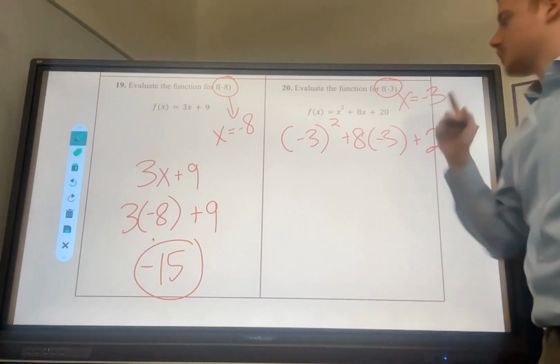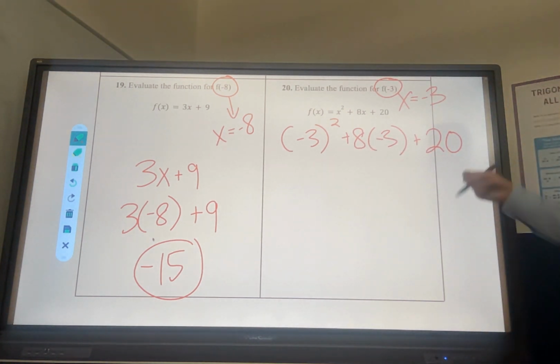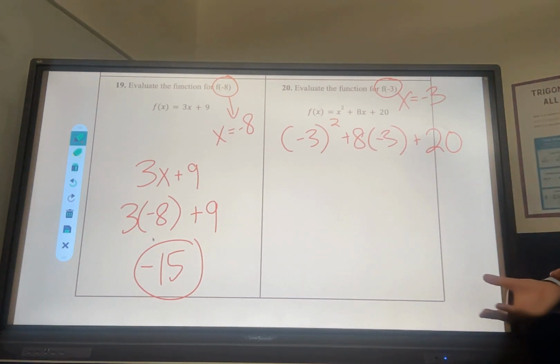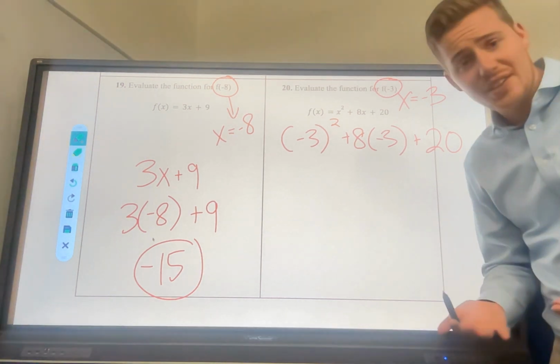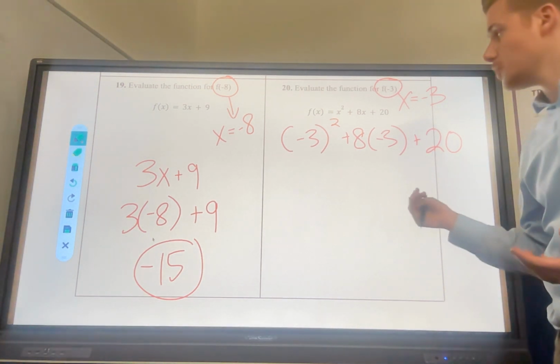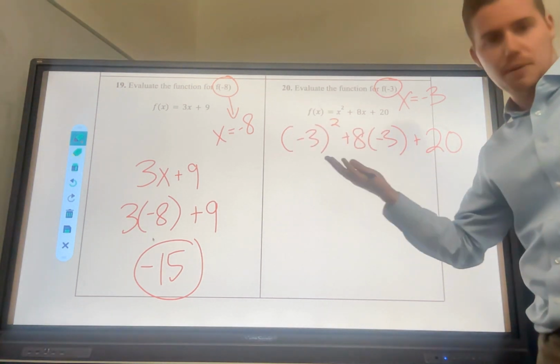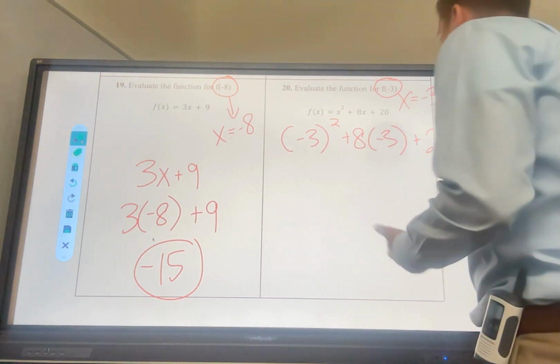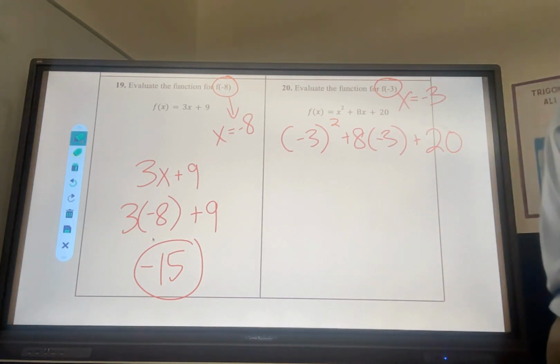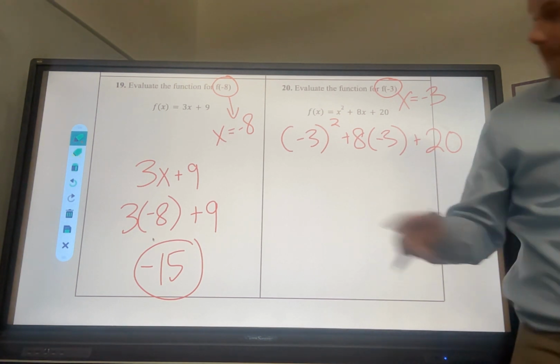All right, -3 squared plus 8 times -3 plus 20. And we can go ahead and simplify this. Now we're going to have calculators on your exam, so you could type this in. The only mistake that tends to come up is people forget to do parentheses. And so if you type this whole mess in, let's see what we get.